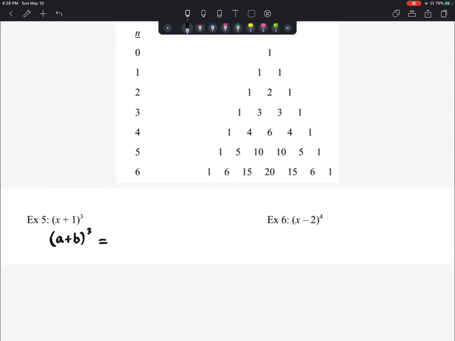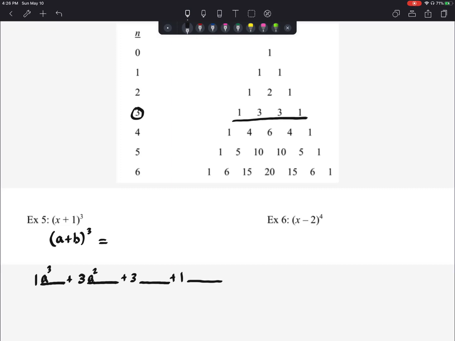We'd say here, all right, we're talking about the exponent is 3, which means we're going to have 4 terms, and they're going to have those coefficients 1, 3, 3, and 1. So we're going to say 1 times something plus 3 times something plus 3 times something plus 1 times something. And then hopefully we're getting the part with the exponents down with our variables, right? Remember, we're going to start with a to the third.